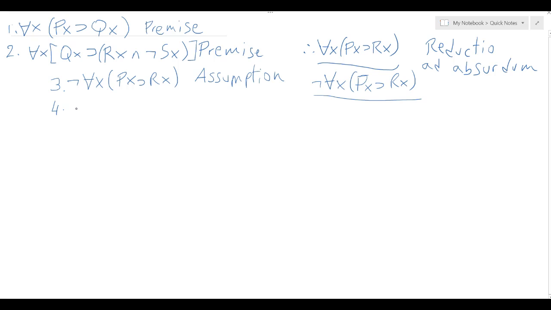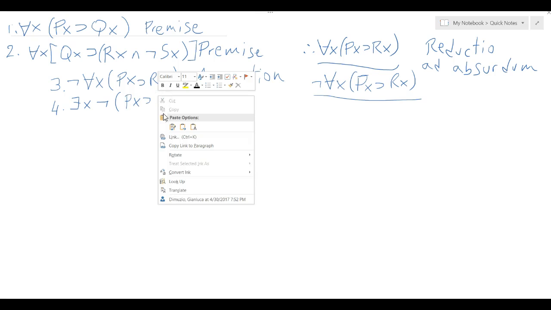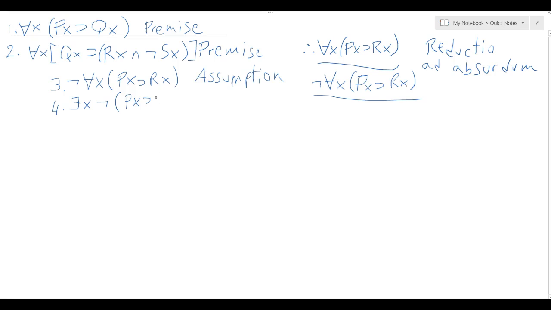So in this next line, we will enter there is an x, such that it's not the case that if px, then rx. And this is justified by 3 quantificational equivalence.